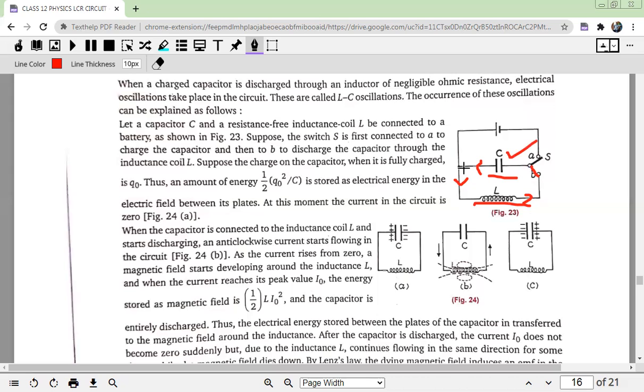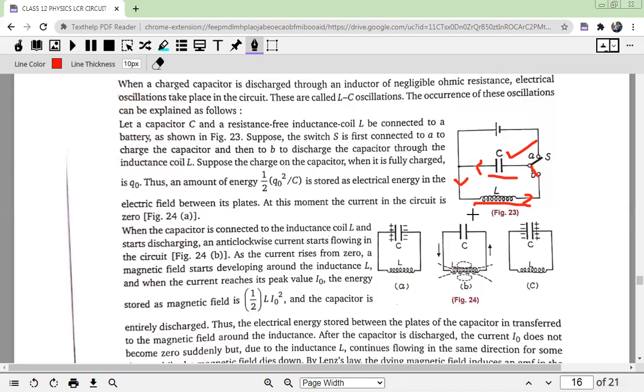Means during the start of discharging, current was almost 0. As it discharges more and more, what will happen? The magnitude of this current will increase. The current through the inductor will increase. The level of charge in the capacitor will decrease. And since the level of charge is decreasing, the potential difference is decreasing, and a stage will be reached when this potential difference will become zero, and at that instant it will be totally discharged, and current in the inductor will be maximum.